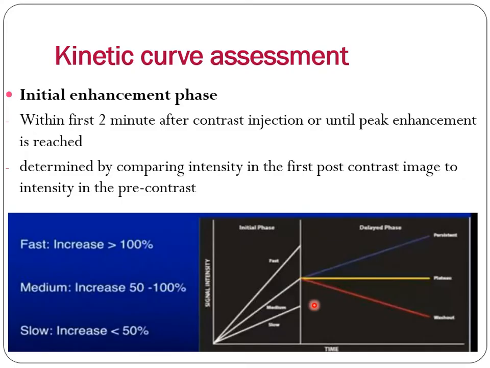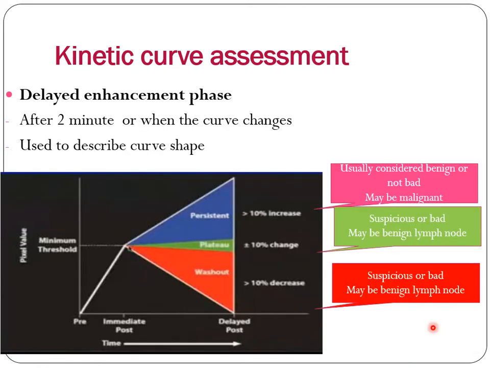Kinetic curve assessment, as I told you before, just to remind you briefly, has two phases: the initial phase and the delayed phase. The initial phase includes the uptake of contrast, the curve of contrast uptake reaching the peak. After the peak, the series of images taken after 90 seconds is called the delayed phase, and the delayed phase will show you whether it is persistent, plateau, or a washout lesion. I told you that and talked about it in detail in the first part of our seminar.